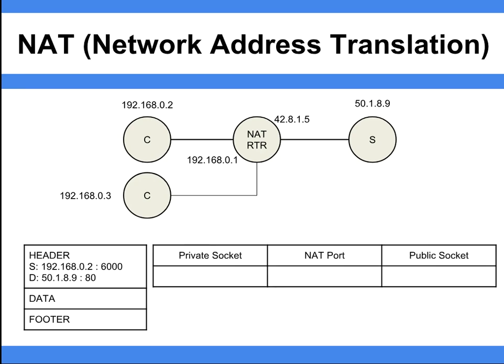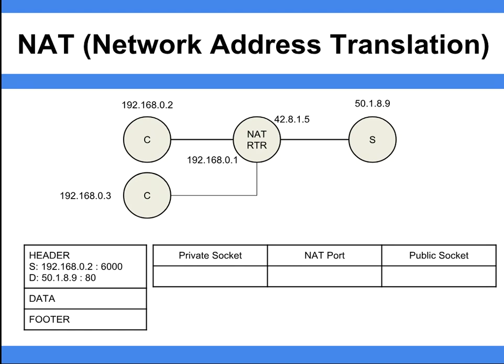So what a network address translating router has in it is something called a translation table. And this is quite a simplified idea of how this works. If you look at other examples, they've probably got more fields in there. But what I'm going to do is just break it down into the private socket, a NAT port, and then the public socket.